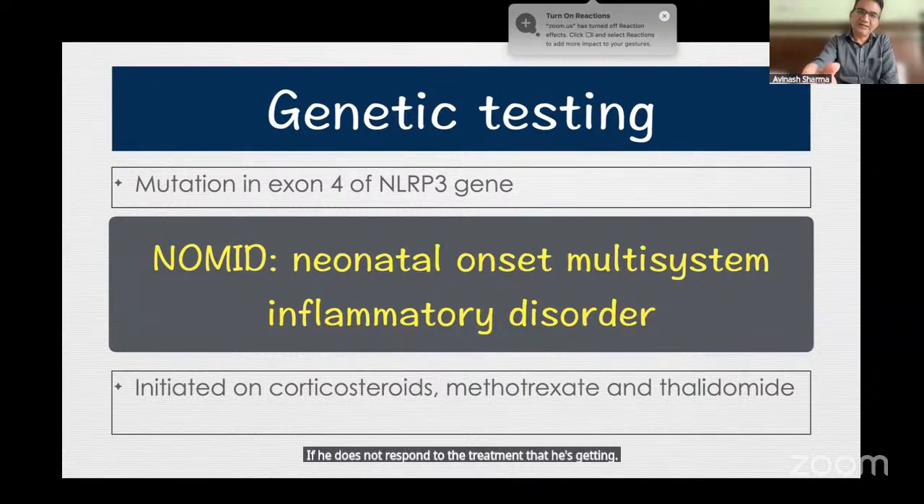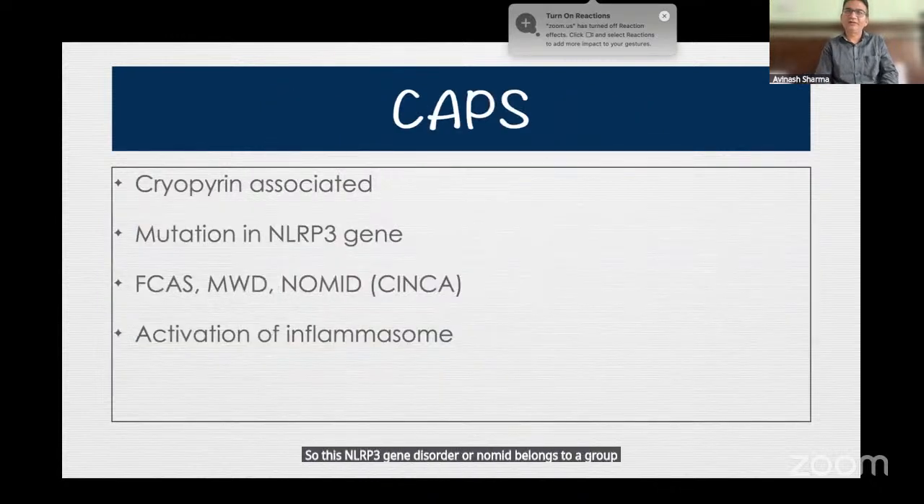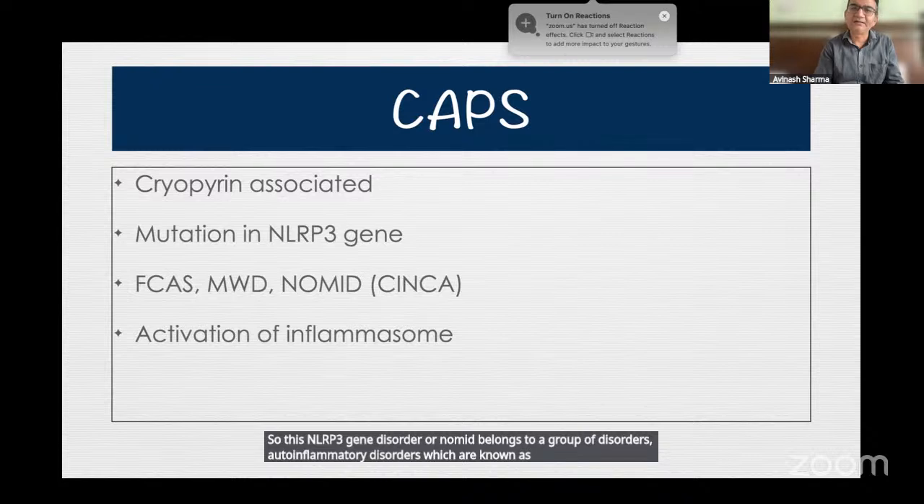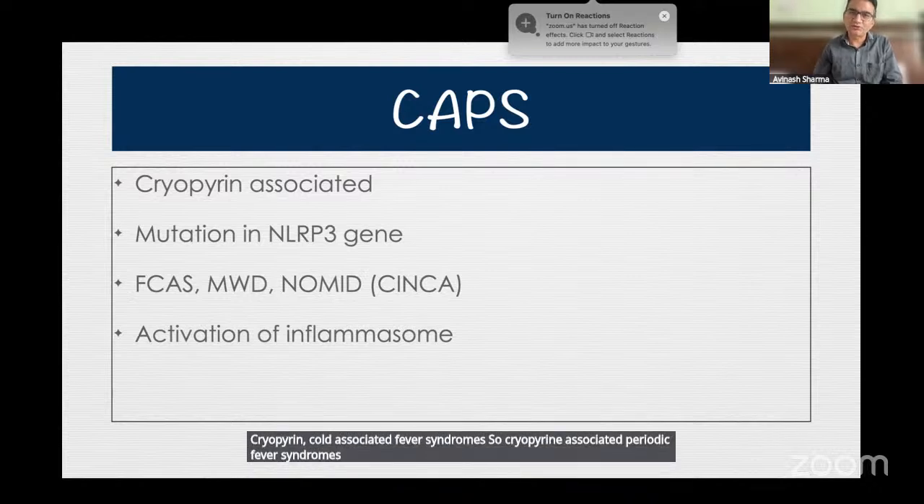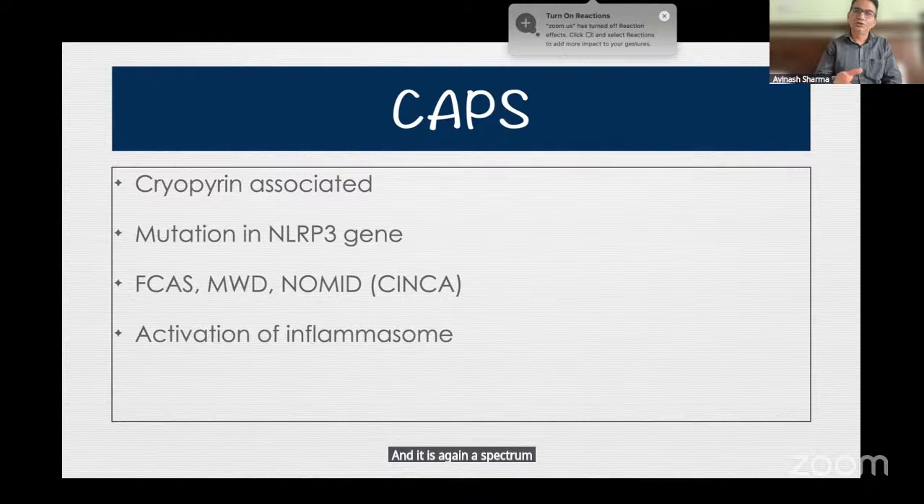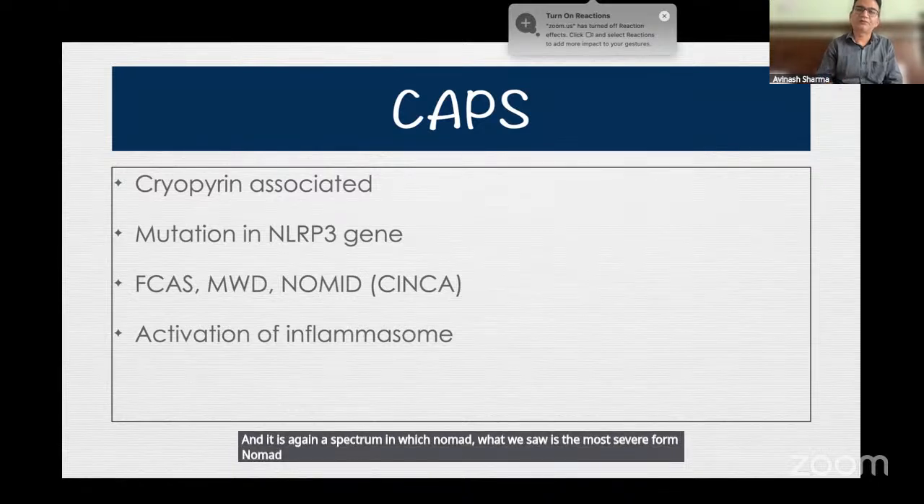So this NLRP3 gene disorder or NOMID belongs to a group of autoinflammatory disorders known as cryopyrin-associated periodic fever syndromes. Cryopyrin, cold-associated fever syndromes. There are some things in common in this group. They all result from mutation in the NLRP3 gene, and it is a spectrum in which NOMID, what we saw, is the most severe form, the others being familial cold autoinflammatory syndrome and Muckle-Wells.